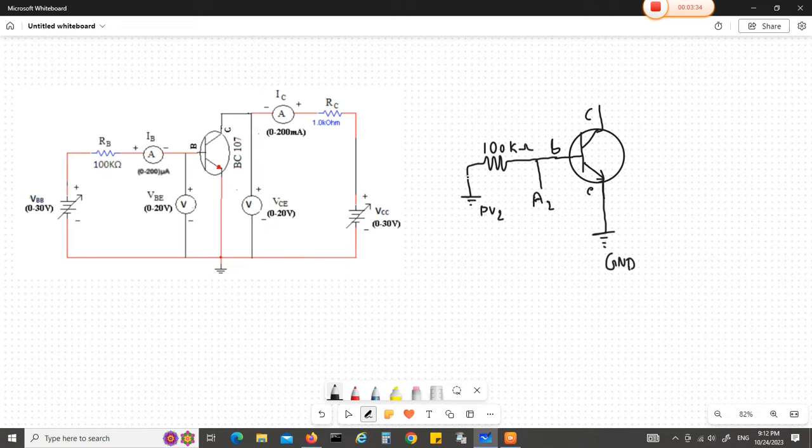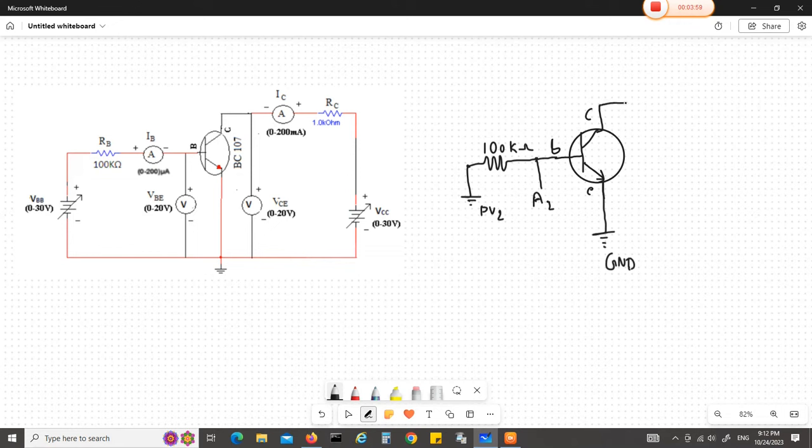If I connect A2 here, what will happen? It will read the supply voltage. That's why I connect A2 between the 100 kilo ohm resistor and the base, so that it measures the voltage across the 100 kilo ohm resistor.